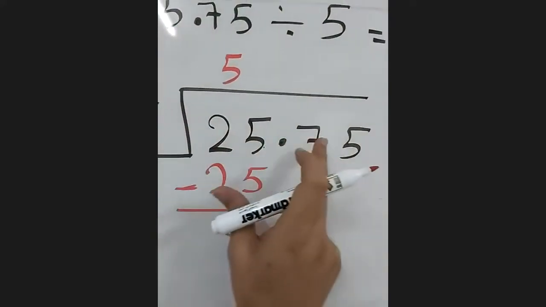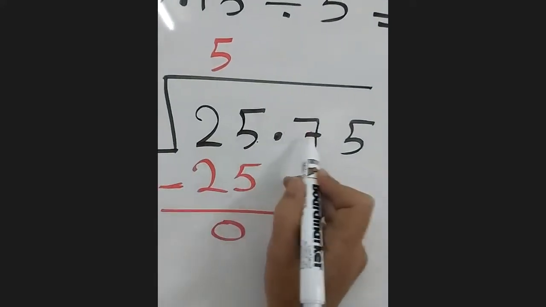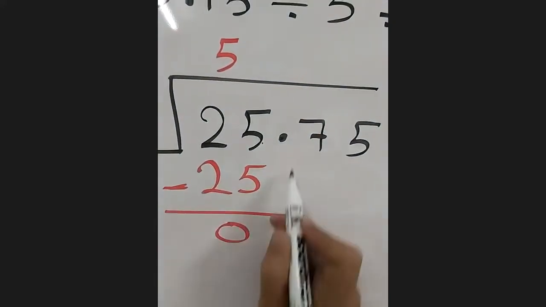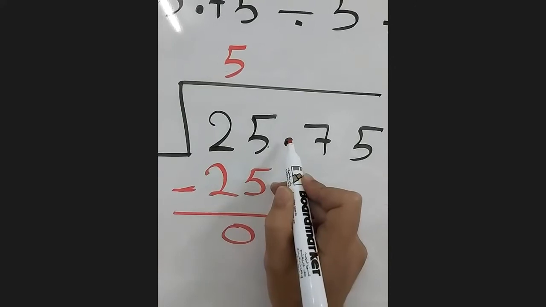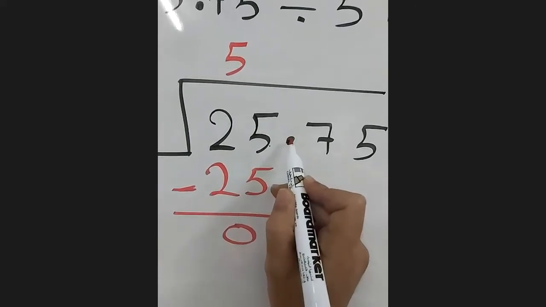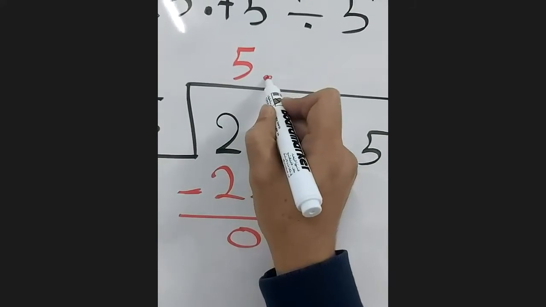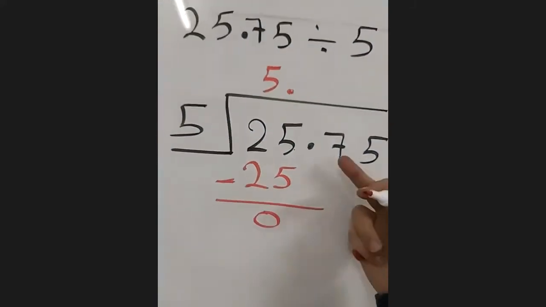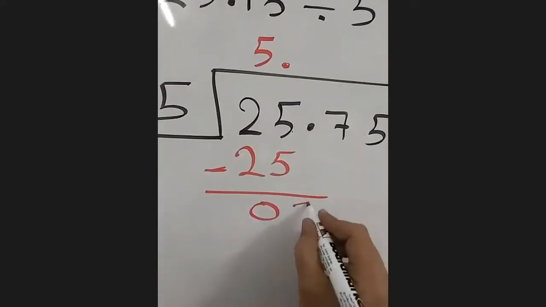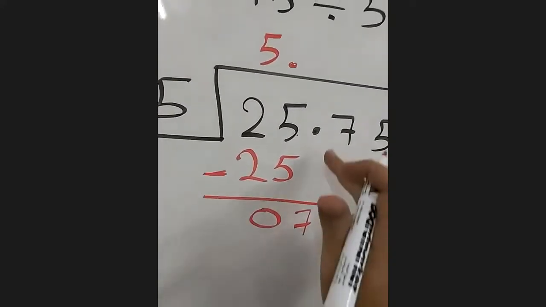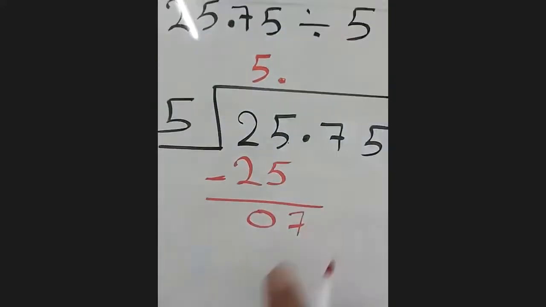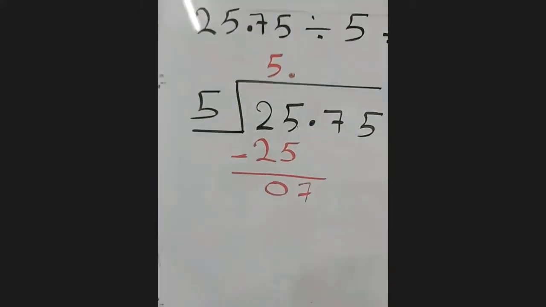Now you will go to take the 7 and put it down. But don't do that. Don't skip the decimal. If you have the decimal in your way, put it up directly. Then get the 7 down. So don't get the 7 down before putting the decimal up. It's important. Don't skip the decimal.